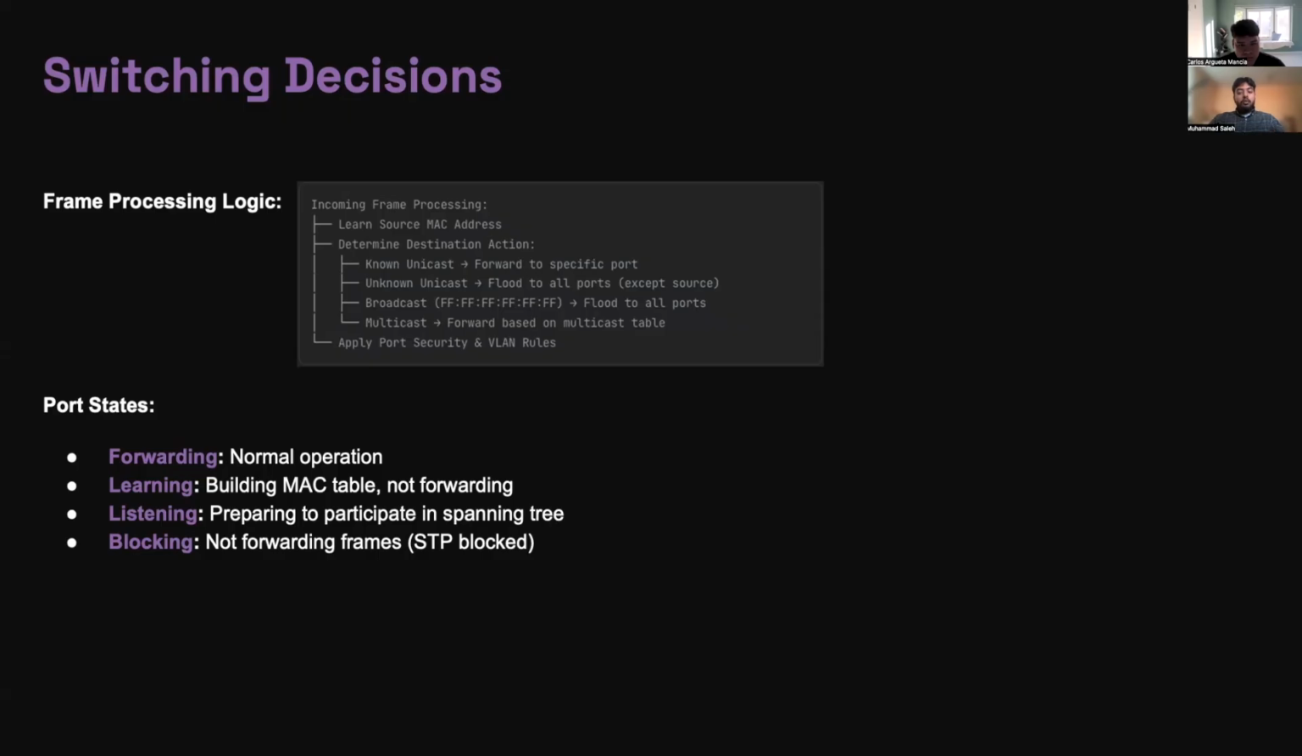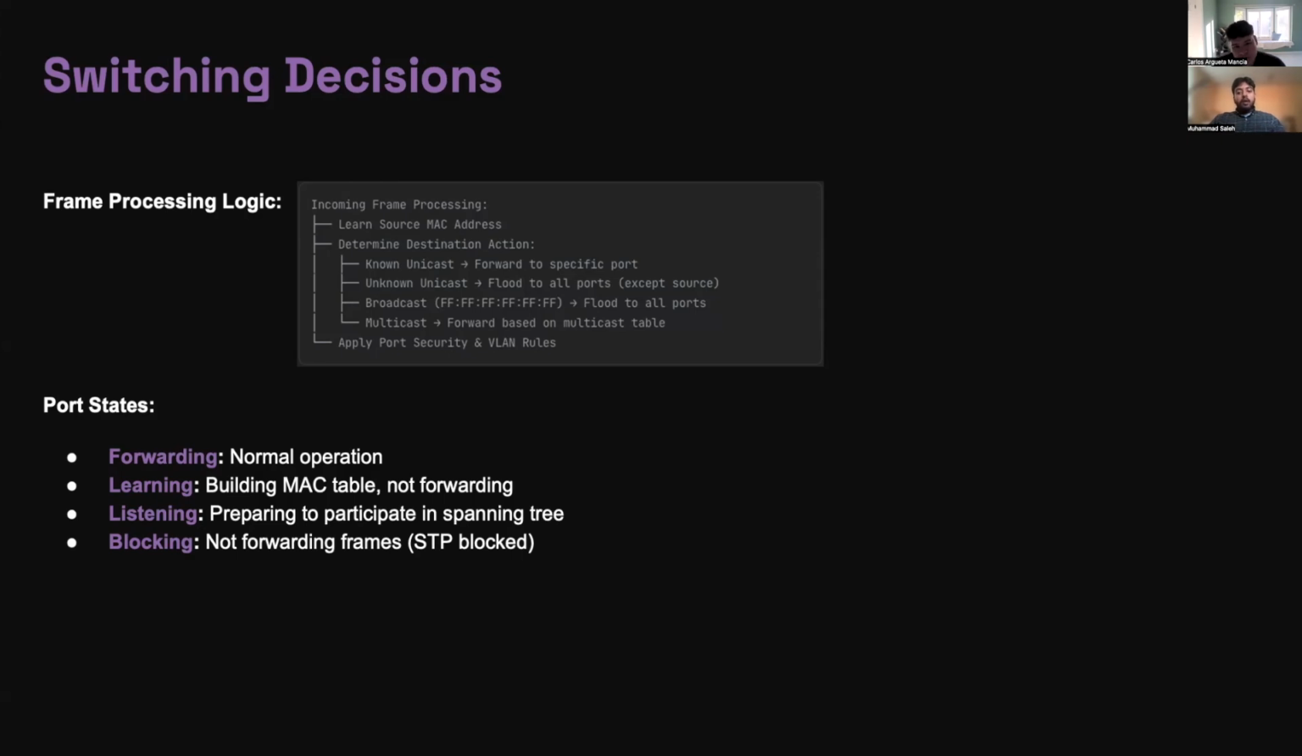If you don't know the MAC address of the destination, or the CAM table does not have it, then you will send an unknown unicast, which means flood to all ports except the source port, because you already know the MAC address of the source port, and that's where you received the traffic from. You won't send the traffic back to that port, or it will create a loop where you are sending back and forth in your environment. Then you have the broadcast, which also floods to all ports, which is your FF MAC address. And then multicast, you will forward based on the multicast table.